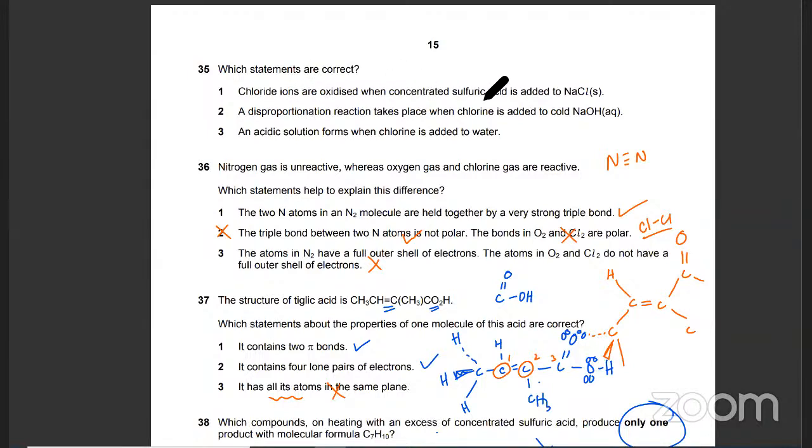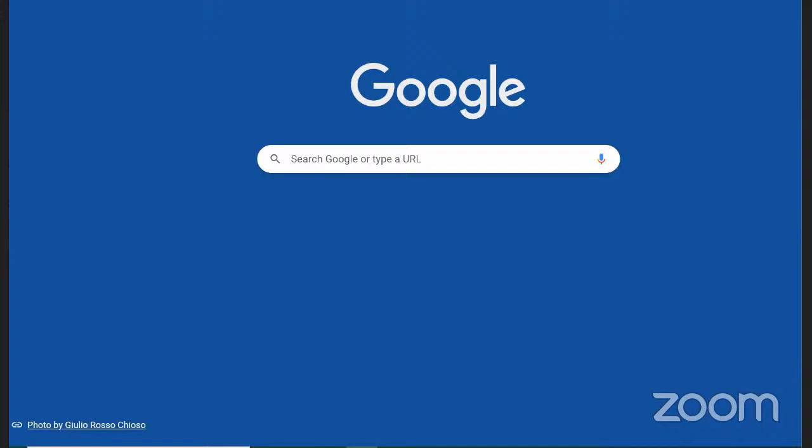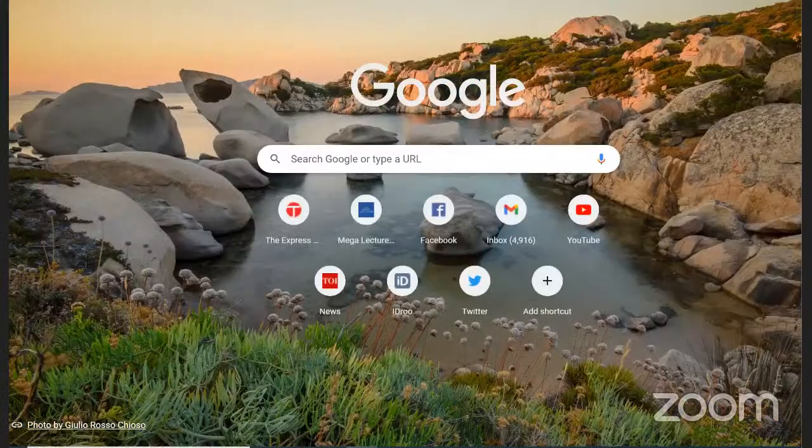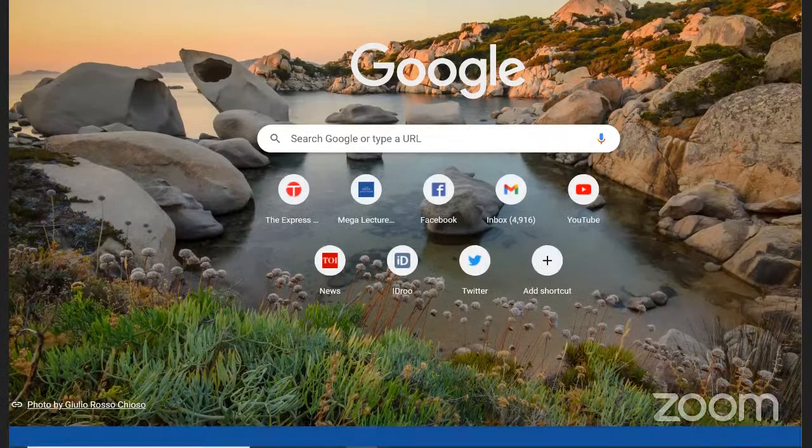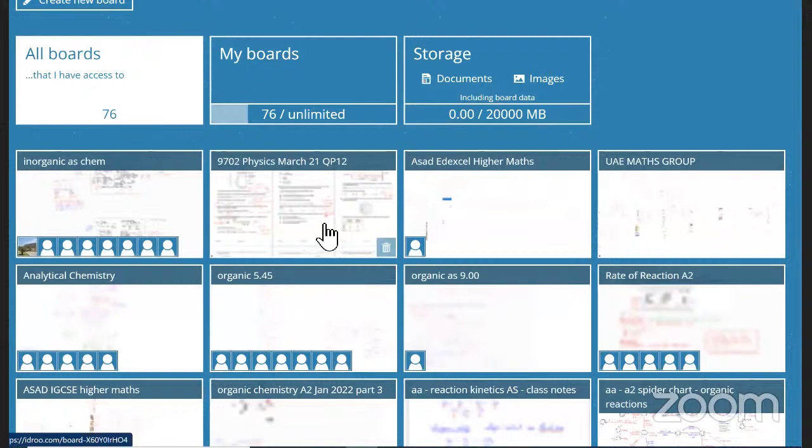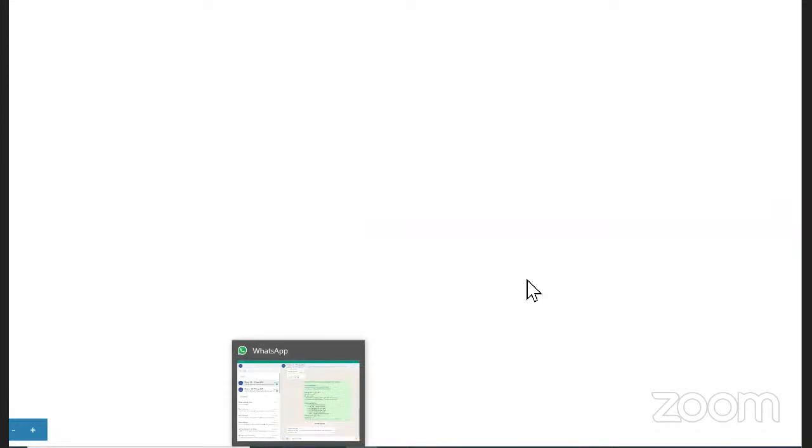Chloride ions are oxidized when concentrated sulfuric acid is added. Is that true? Are chloride ions easily oxidized? H2SO4 acts as an acid here, because they are good oxidizing agents. Okay, remember this difference. No, they're not oxidized. So it acts as an acid.